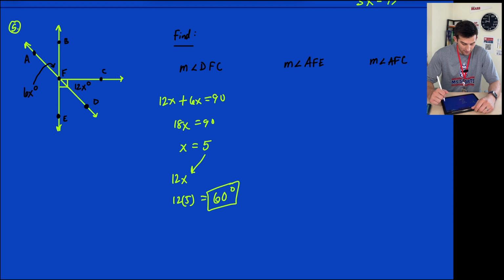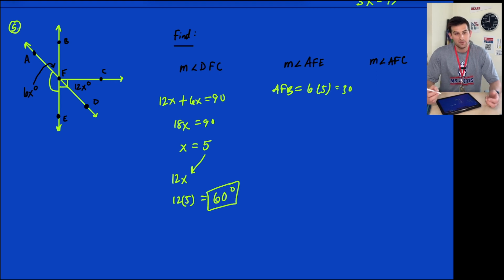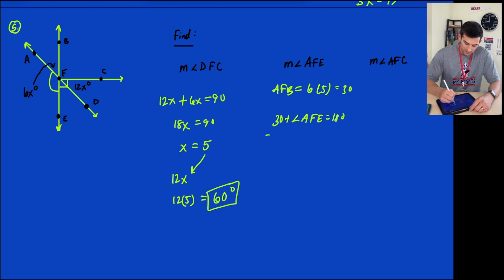All right. Now, we know what x is, that's helpful, so now let's continue solving. So the measure of angle AFE, so that's actually this angle right here, okay? Well, notice that that is supplementary to angle AFB, and AFB is represented by 6x, and we know that x is equal to 5, right? So AFB is equal to 6 times 5, which is equal to 30. So if AFB is 30, then we know that 30 plus angle AFE should equal 180. So if we subtract our 30, we're going to get the measure of angle AFE to be 150 degrees.